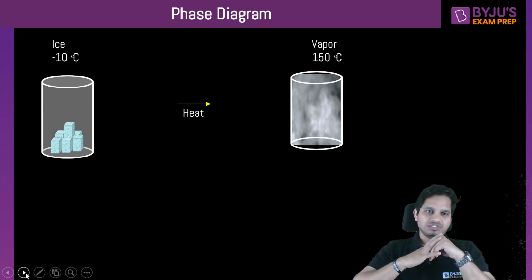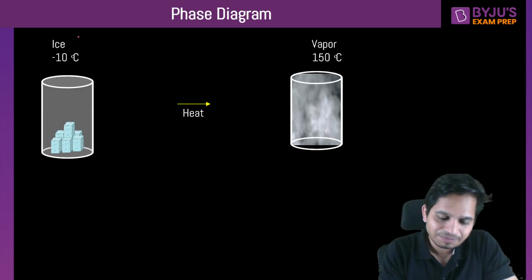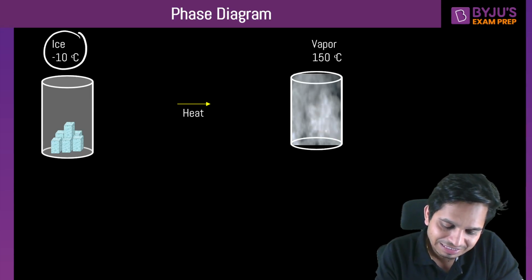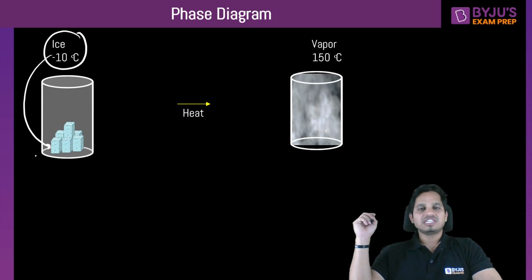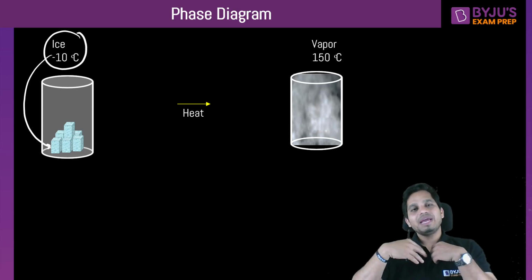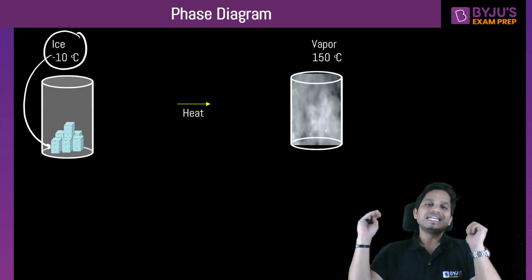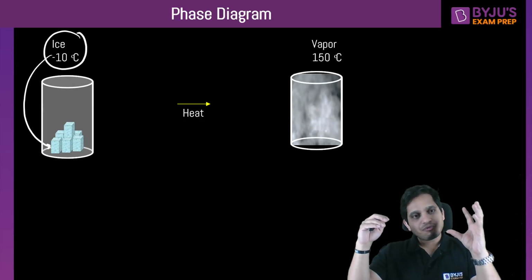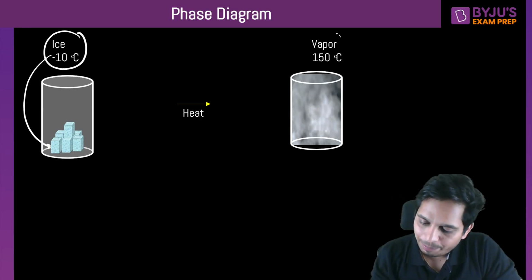Now, to understand the concept of sensible heat and latent heat, we need to understand the process of phase change. Now, what do we have? We have, for example, some ice, and that is at minus 10 degrees Celsius. Our aim is to convert this ice, which is at minus 10 degrees Celsius, into vapor or steam at 150 degrees Celsius.